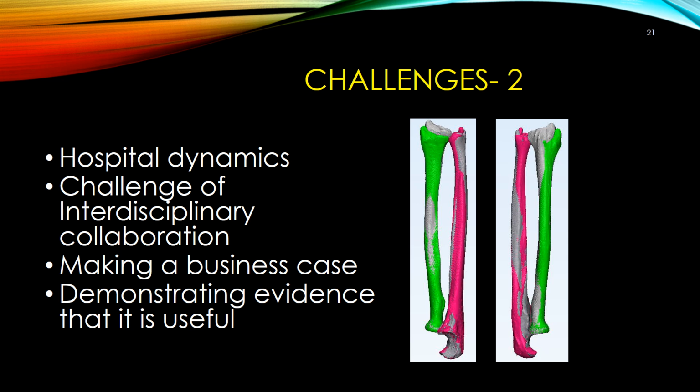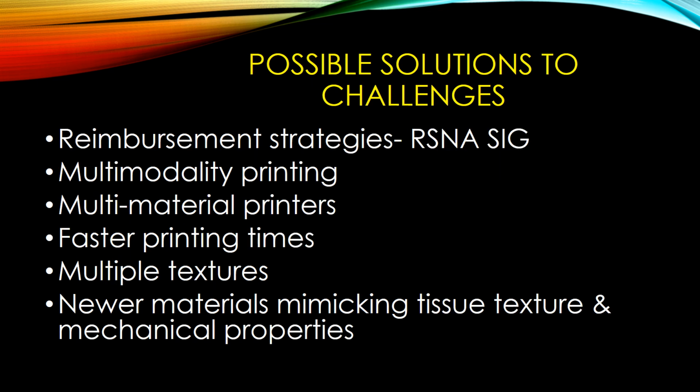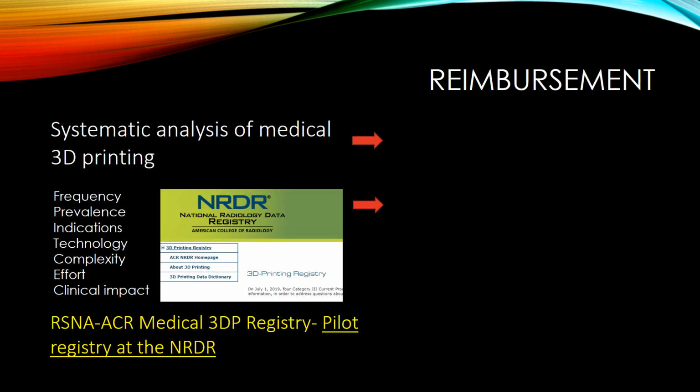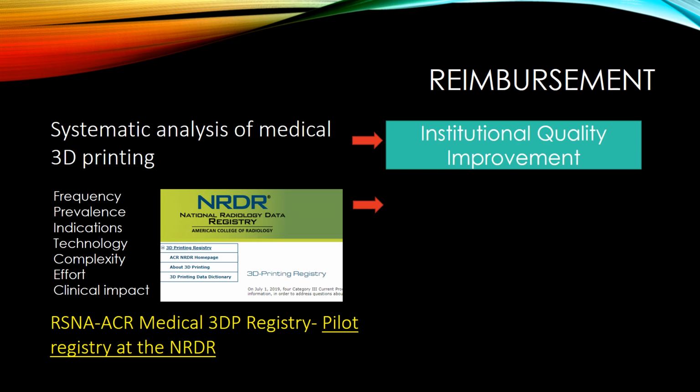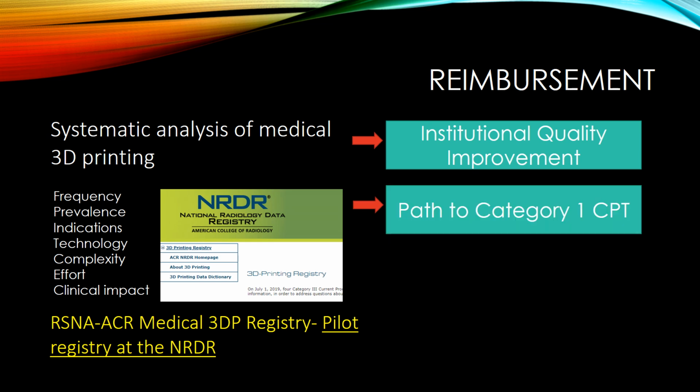And finally, demonstrating the evidence to the hospital that this is useful and worth carrying on and sustaining over a longer period of time. The reimbursement strategy has been helped by the RSNA SIG, which has allowed development of a registry now to capture the 3D printed models being created. And we also have new printers on the market, making faster and more accurate prints possible with better colors, for example, and new materials mimicking tissue texture and mechanical properties. This is the RSNA ACR medical registry, which is a pilot registry at the NRDR, which is now collecting data and allowing us to move towards reimbursement in the United States.